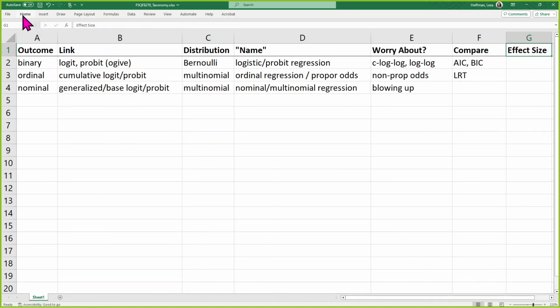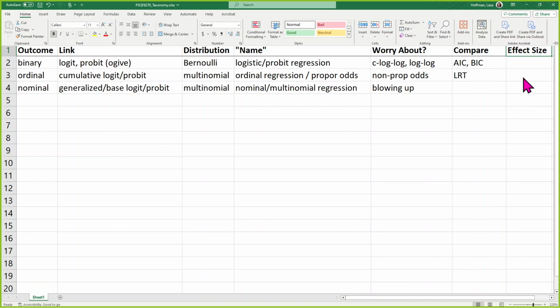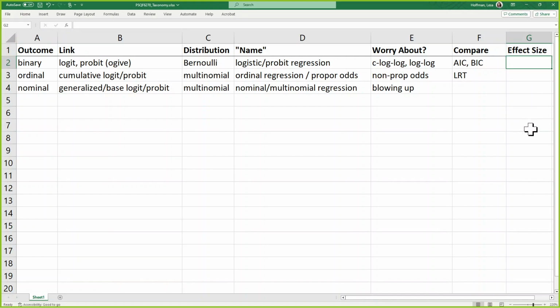If I want to do effect sizes for binary data, what should I use? Say it again. You said it 3 minutes ago. Hey, odds ratio. What if I want to do effect sizes for ordinal? Don't think too hard. Odds ratio. What if I want to do it for nominal? Odds ratio, yeah. Odds ratio for the win.